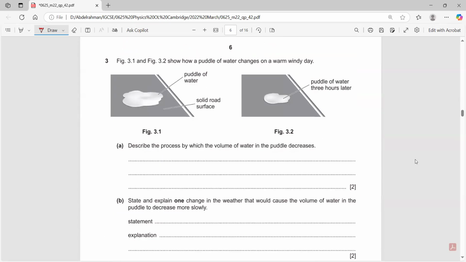Now, question 3. Describe the process by which the volume of the water in the puddle decreases. How does the volume of the water decrease? Volume of the water decreases due to evaporation, right? Evaporation in which the most energetic molecules escape from the surface.